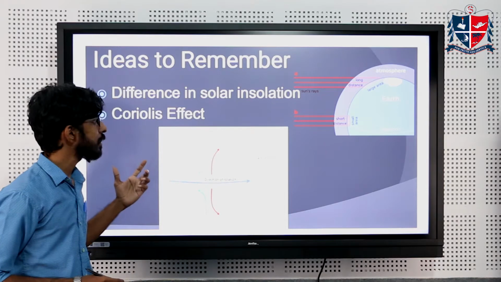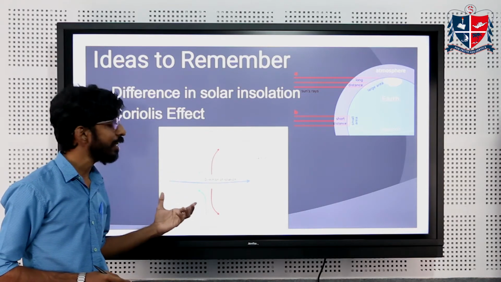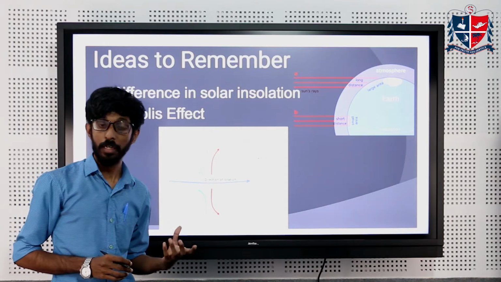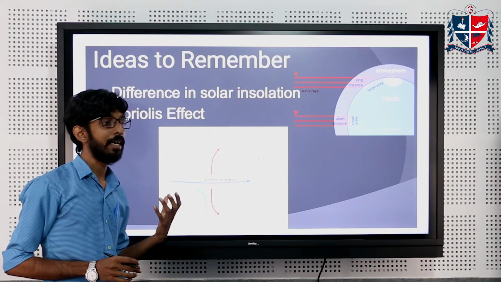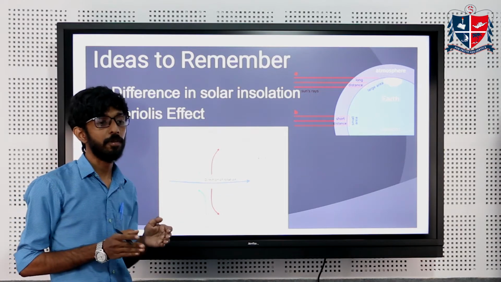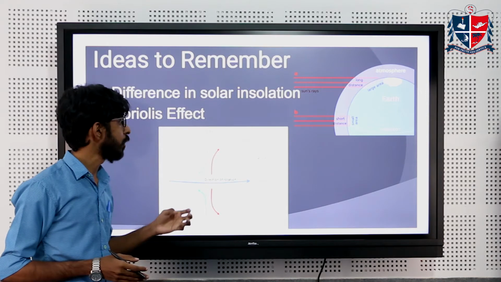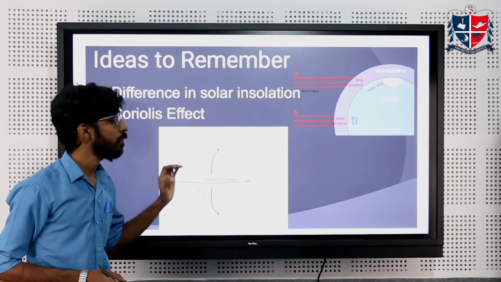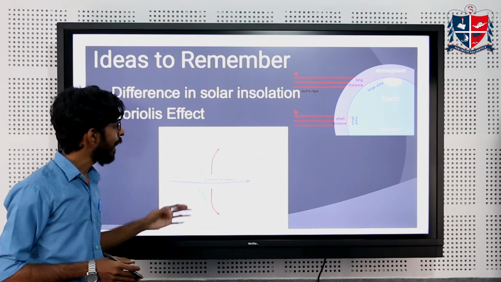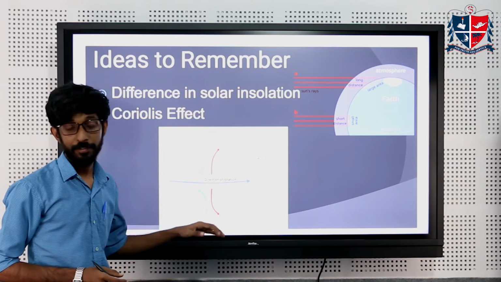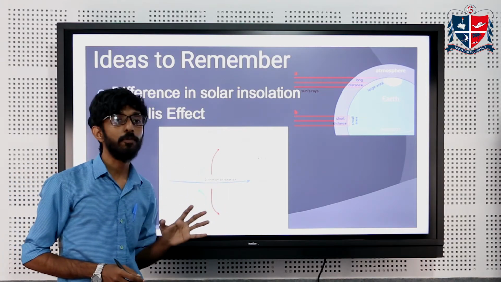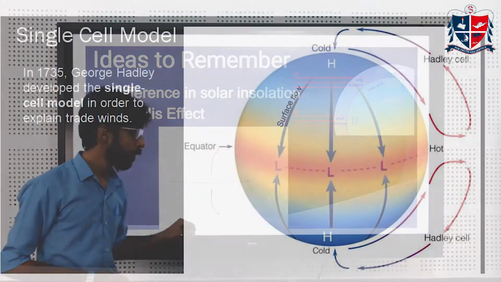The second point is the Coriolis effect. The Coriolis effect is something that happens because of the rotation of the Earth. The Coriolis effect is in fact the tendency of the wind to deviate from its direction of flow. So in the northern hemisphere, the wind will be deflected to the right side of its direction of flow, and in the southern hemisphere, it will be to the left side. So with these two points in mind, let us try to see what general circulation is.